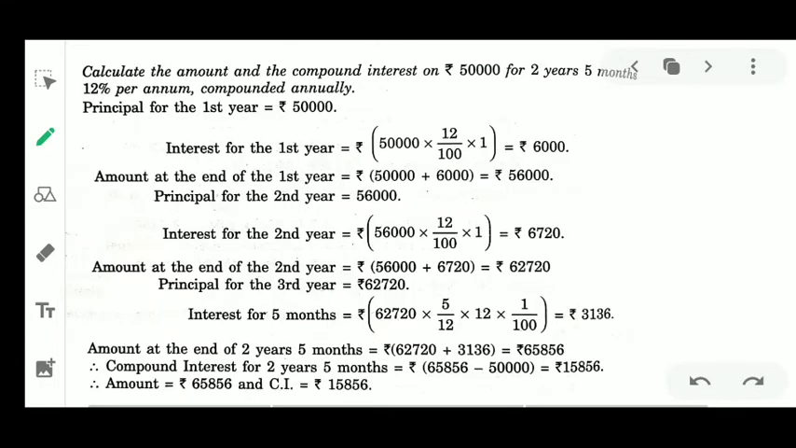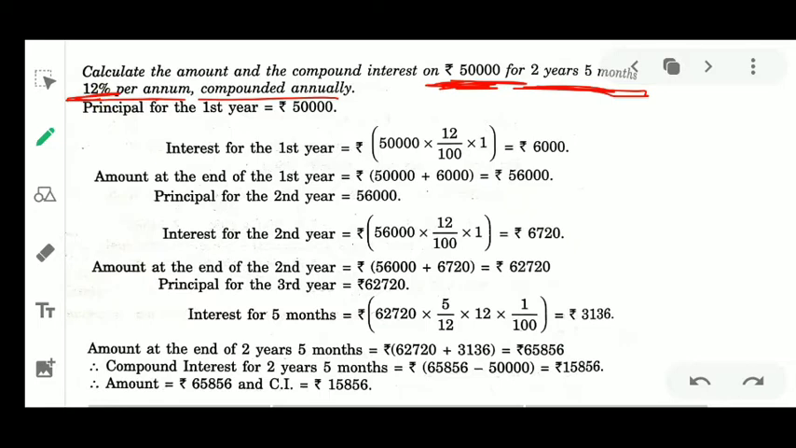Here is example 4 of your book. Calculate the amount in the compound interest on 50,000 for 2 years and 5 months at 12% per annum, compounded annually. Here the principal is 50,000 and time is 2 years and 5 months, and rate is equal to 12%.